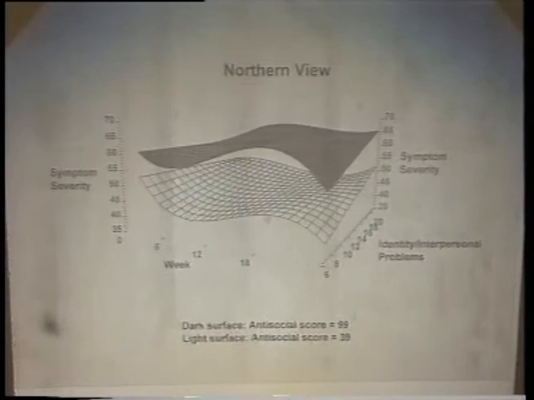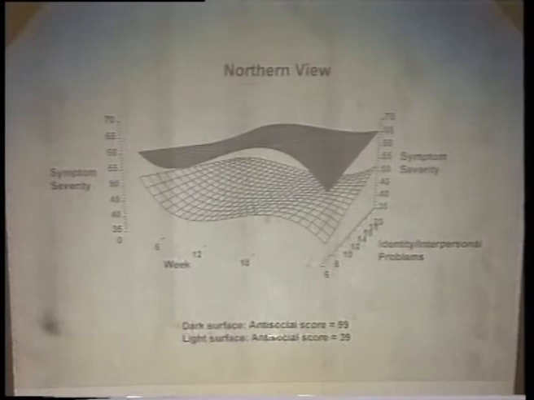So imagine a patient here. This is a patient with low antisocial and less identity diffusion. And that patient does very well. Gets better. Levels off. And then gets better again. Nice treatment. That patient gets into the rhythm of treatment and gets better over time.